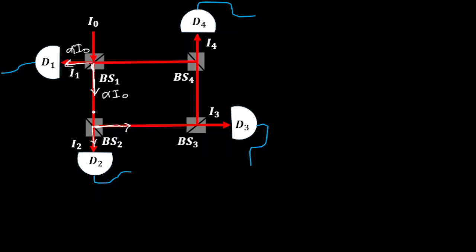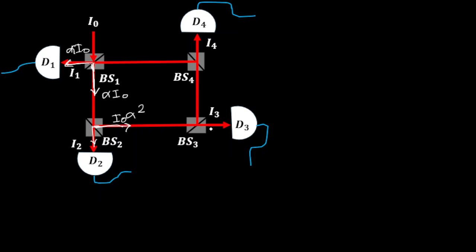In this case, for beam splitter 2, the intensity of the incident light is alpha times I naught. So the intensity of the reflected light will be this intensity into alpha, so it will be I naught into alpha square. Now this reflected light will reach beam splitter 3. For beam splitter 3, the intensity of the incident light will be I naught alpha square.